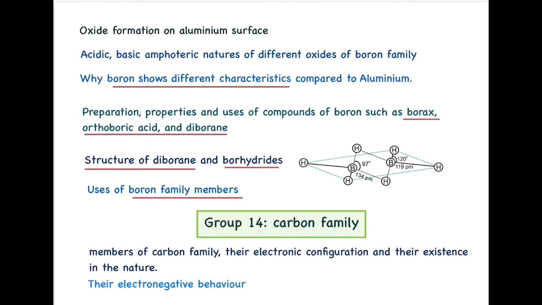Acidic, basic, amphoteric nature of different oxides of boron family. Very important point: why boron shows different characteristics compared to aluminium. Preparation, properties and uses of compounds of boron such as borax, orthoboric acid and diborane. Structure of diborane and borohydrides, very important point. And the uses of boron family members in different applications are the last point related to the boron family.